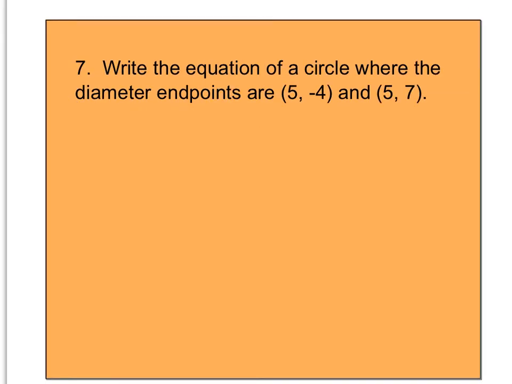This next one is probably the hardest one in the notes today. It says, write an equation of a circle where the endpoints of the diameter are 5, -4, and 5, 7. We don't know the center of the circle or the radius. So we're going to have to do a little figuring here, okay? They're telling us the endpoints of the diameter are at 5, -4. So I'm just going to quick graph this. Here is a dot at 5, -4, and then also at 5, 7.